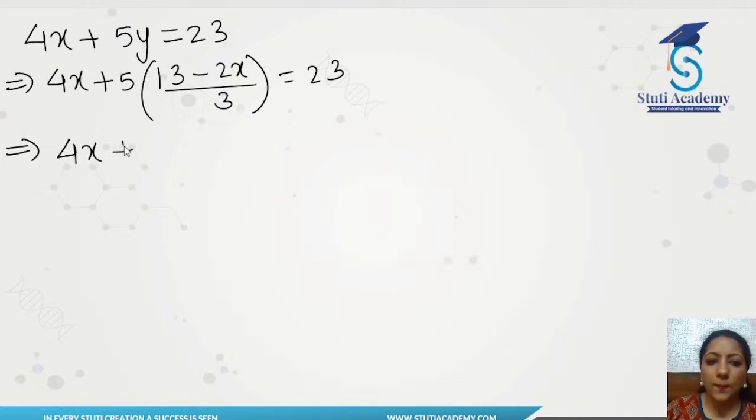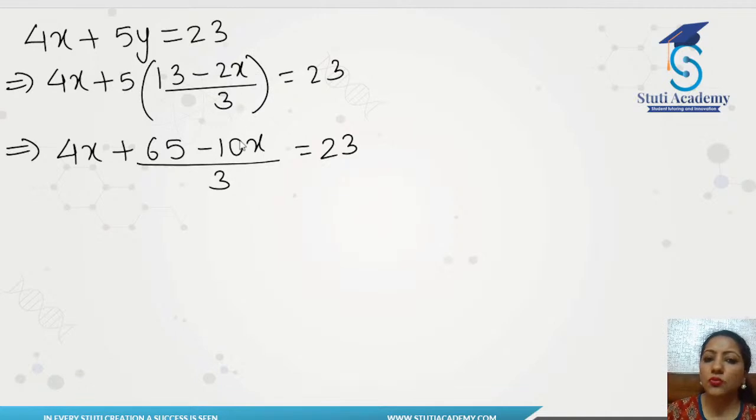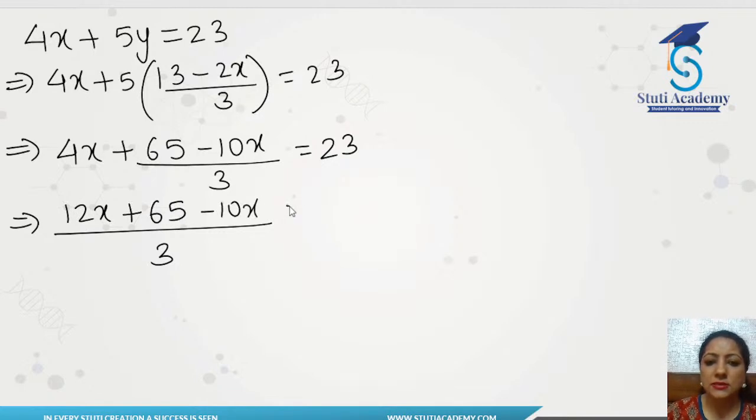We have here 4x plus 65 minus 10x over 3 is equal to 23. I've taken this 5 inside and then I've multiplied. So it's 5 into 13, that is 65. 5 into minus 2x, that's minus 10x. In the next step, I'm going to take the LCM. So as we can see here, LCM is 3. So if LCM is 3, we'll get here 12x plus 65 minus 10x is equal to 23. In the next step, I'll take this 3 on the other side and I will multiply this by 23.